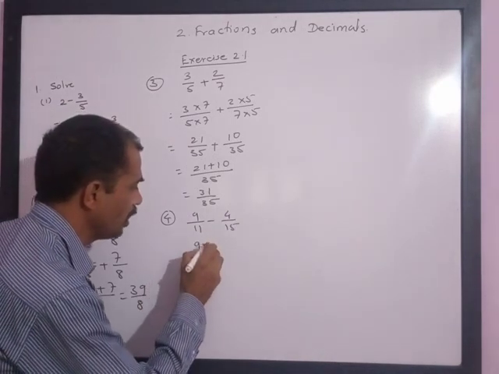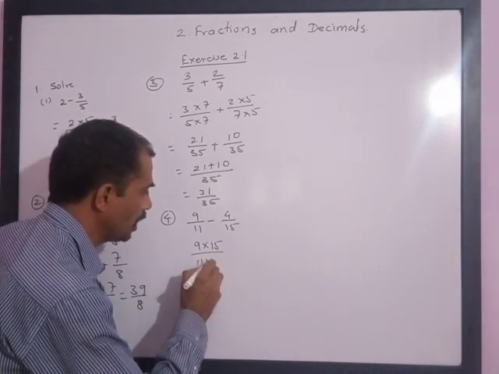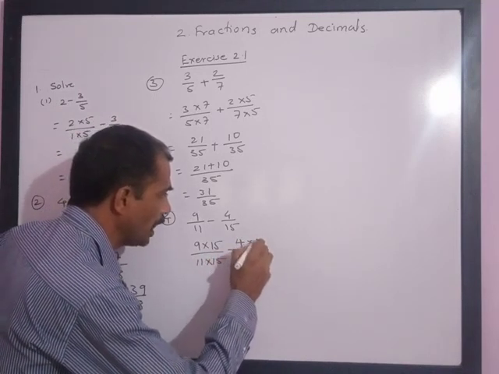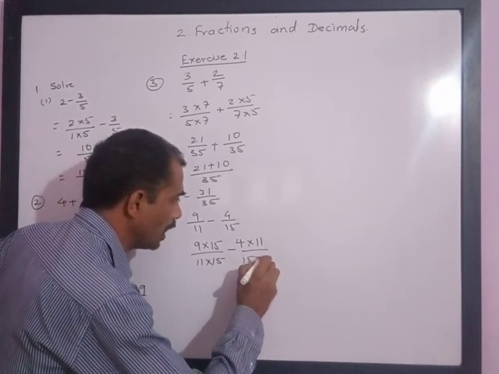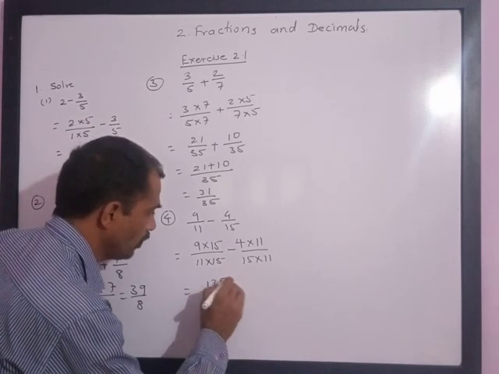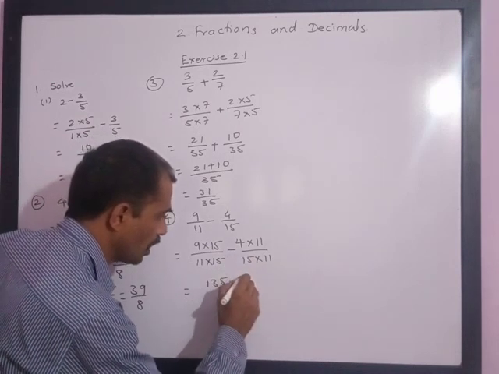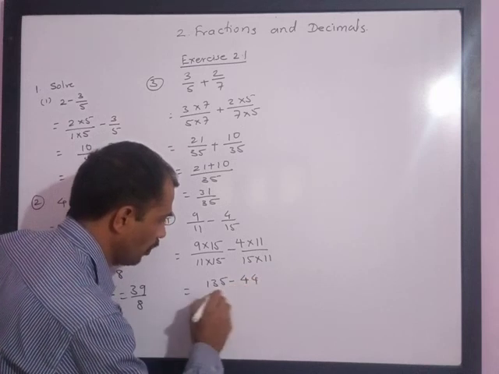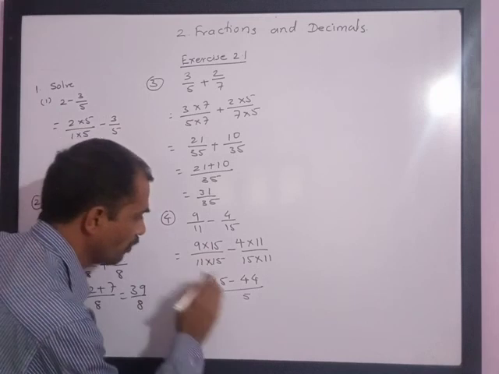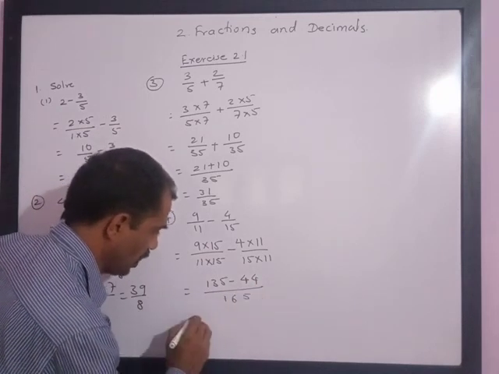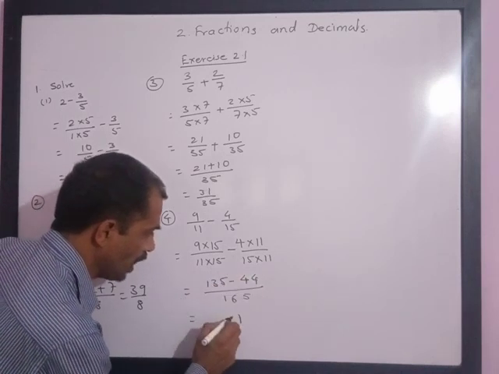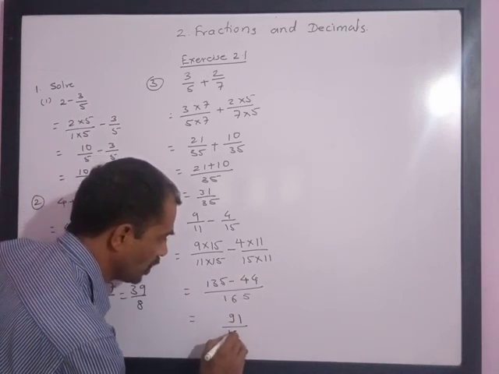It means 9 multiplied by 15 upon 11 multiplied by 15 minus 4 multiplied by 11 upon 15 multiplied by 11. So this is equal to 15 9s are 135. This is 4 11s are 44 upon 15 1s are 15. 1 carries. 15 1s are 15 plus 1 carry 165. This is equal to 5 minus 4 is 1. 13 minus 4 is 9. 91 upon 165.